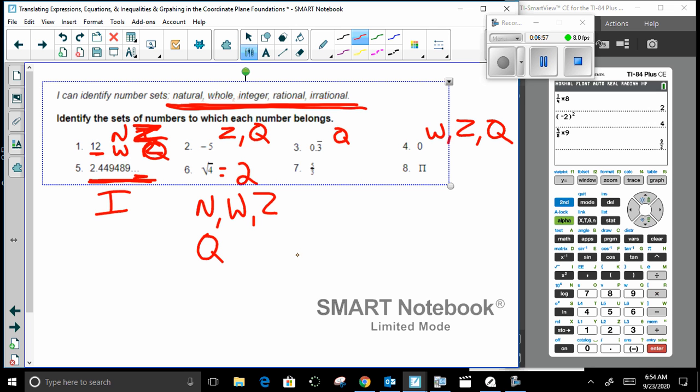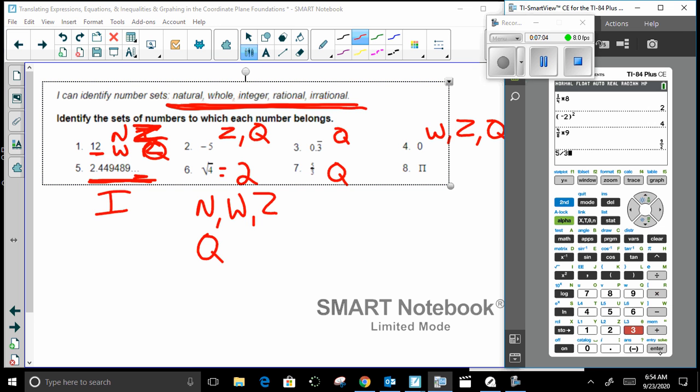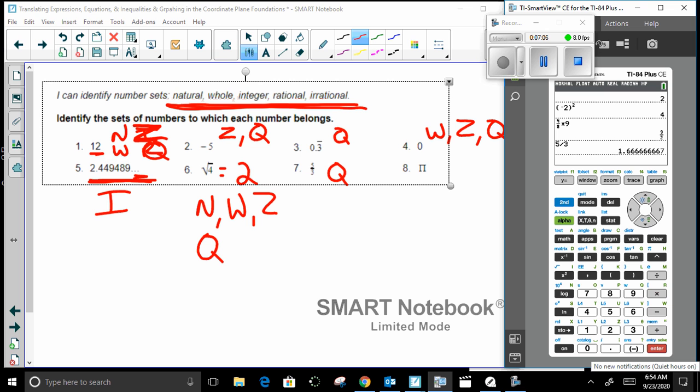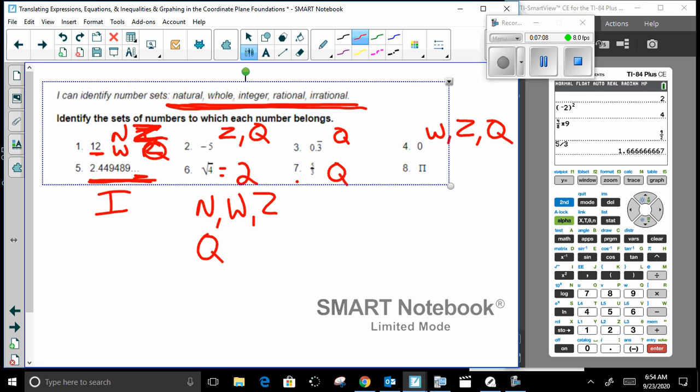5/3, a fraction. A fraction is rational. Does that fraction reduce easily? Check. 5 divided by 3. No, it doesn't. It's a repeating decimal. It's 1.6 repeating. So that's rational, but it's not anything else. It can't be natural, whole, or integer.